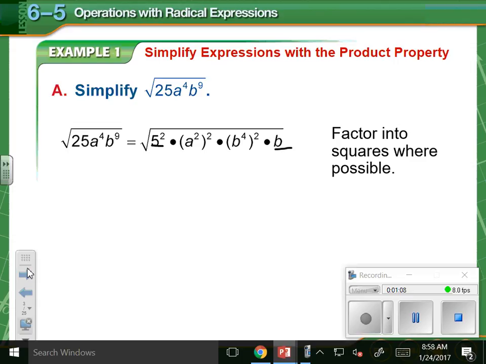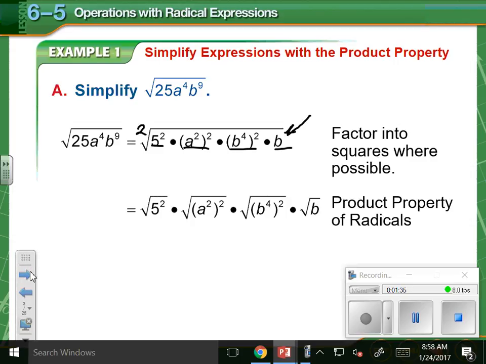We have a factor that's a square, we have a factor that's a square, and we have another factor that's a square, and then we have the b left over. So that means this one is probably going to be the only one that won't get brought outside the radical. Remember, this is a square root, so whatever this number is is what we have to have a factor of. If it's a cube root, we need factors of cubes.